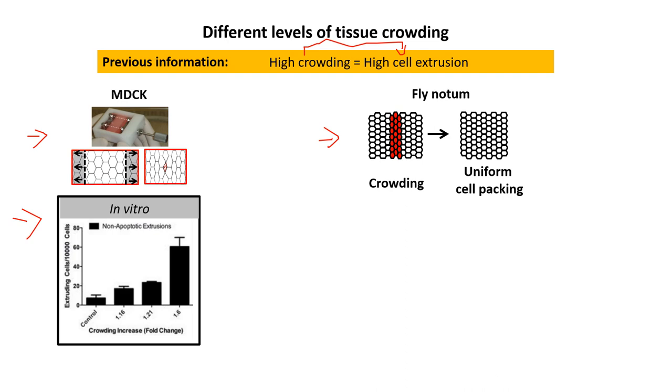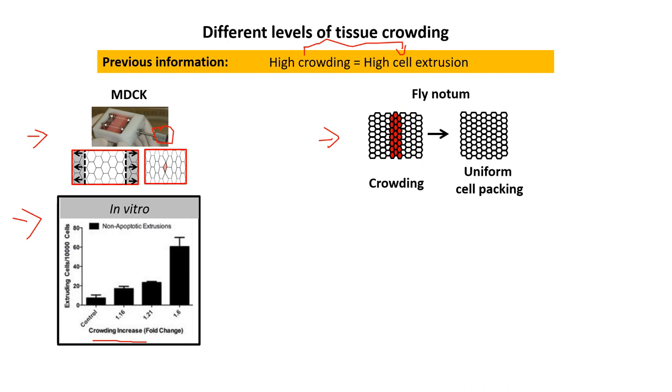So here, to show that different levels of crowding can lead to different levels of cell extrusion, what they did is the following experiment. Here you have in the x-axis the level of crowding, and what they are doing is using this machine here to adjust the levels of crowding. So you make it more crowded, more crowded, and more crowded.